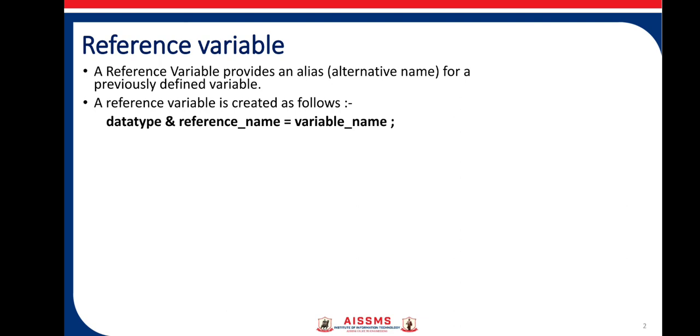Data type, then ampersand is the symbol that we can use for reference, then reference name, then assignment operator, and the name of the variable to which we want to create a reference. So let us make it clear by taking one simple example. Let us assume we have declared this variable. So this variable total, which is of type integer, that means its data type is integer. Total is the name of your variable, then assignment operator, and we have initialized that variable with value 500.